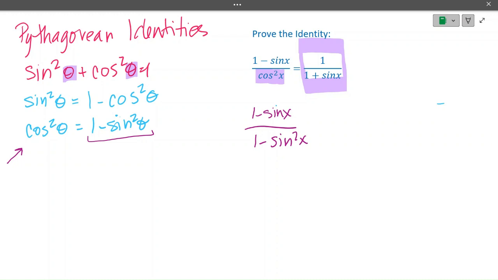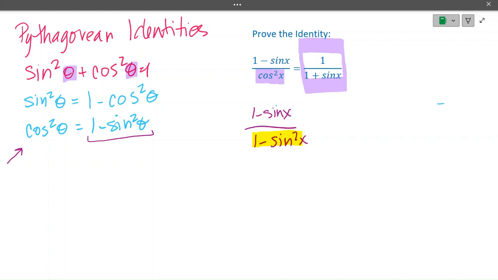I'm noticing something else that is important in the denominator that is going to help us. I have 1 minus sine squared of x. Some people might be tempted to just cross things out. You cannot do that right now because there's no multiplication happening here and you've got subtraction signs. So we can't simplify the numerator and denominator at this point. But what we can do is deal with this 1 minus sine squared of x. This is called a difference of squares.